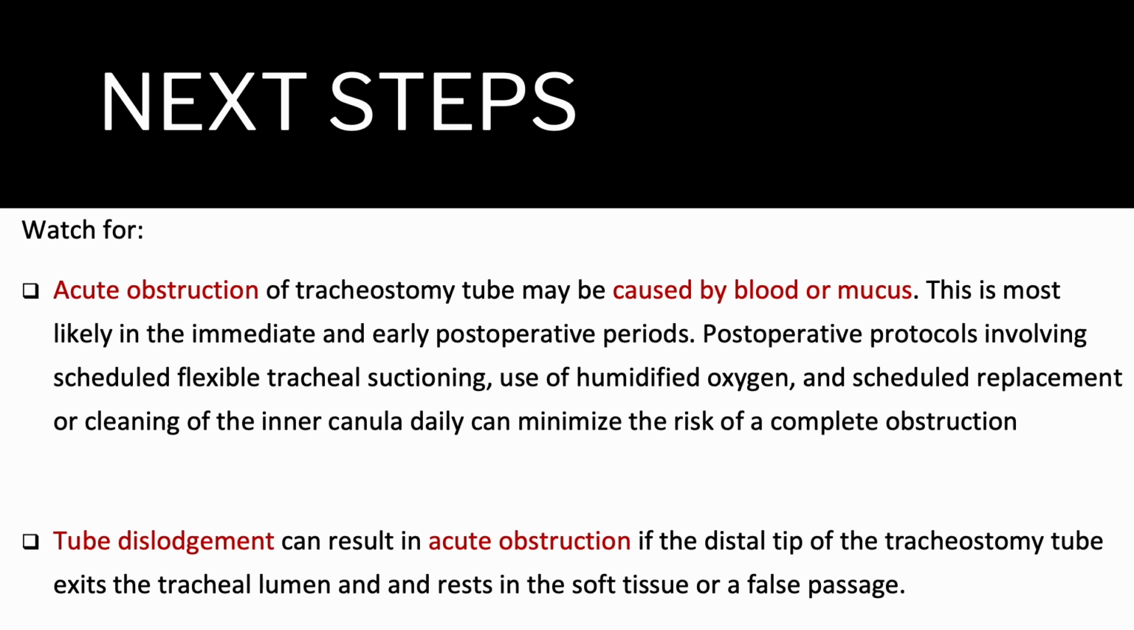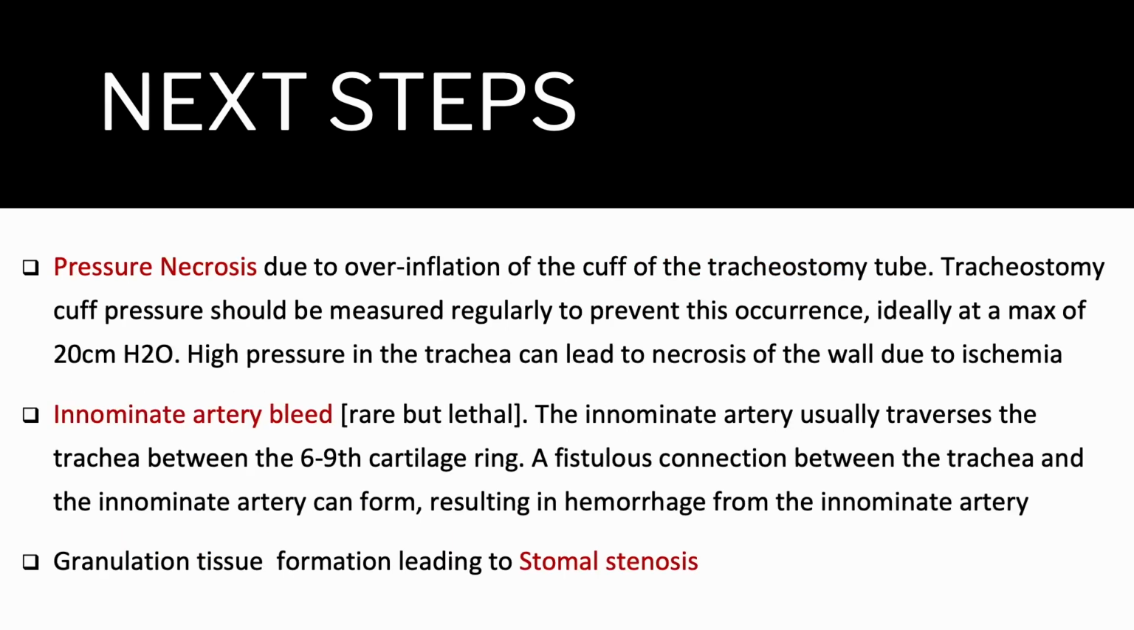Acute obstruction of the tracheostomy tube may be caused by blood or mucus and is more likely in the immediate or early post-operative periods. Post-operative protocols involving scheduled flexible tracheal suctioning, use of humidified oxygen, and scheduled replacement or cleaning of the inner cannula daily can minimize the risk of complete obstruction. Tube dislodgement can result in acute obstruction if the distal tip of the tracheostomy tube exits the tracheal lumen and rests in the soft tissue or a false passage.